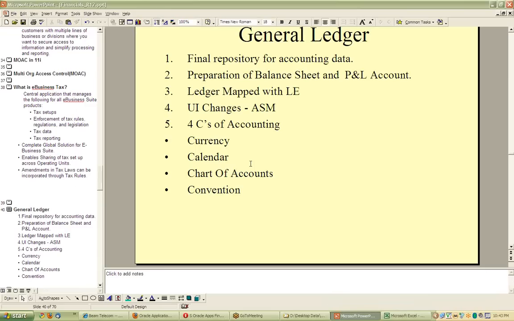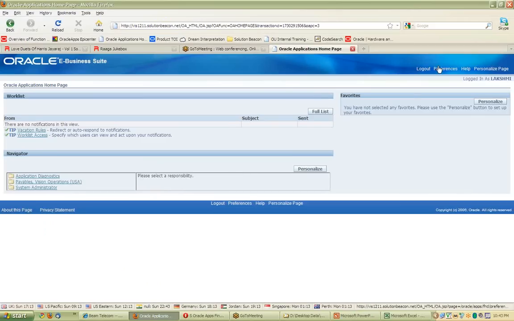That's one thing about ledger, and this is one area wherein we have something called the accounting setup manager, which is a one-stop point for creating accounting. Let me just take you through that.